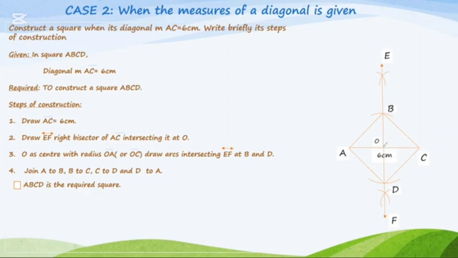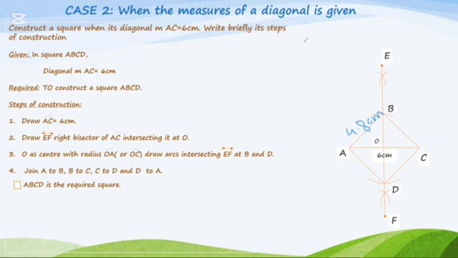Now, one more thing. How can you check the measurement of the sides of your square? Just take the ruler in your hand and put it at AB. Check the measurement of AB, BC, CD and DA. If all the measurements are equal, for example if AB is 4.8 centimeter and all the sides are 4.8 centimeter, that means you have drawn the perfect and proper square.